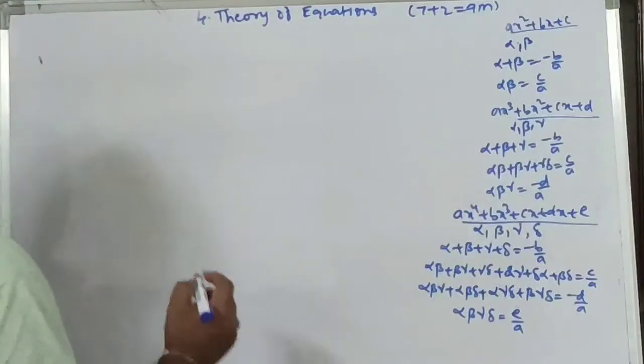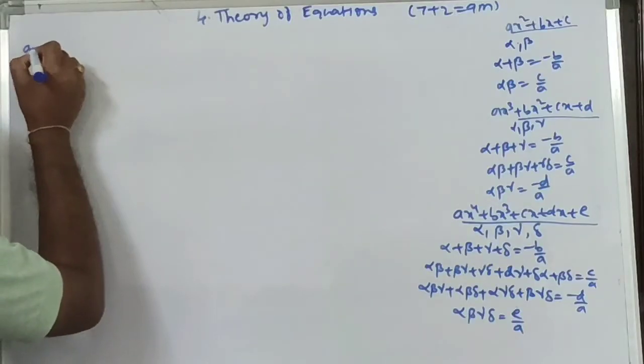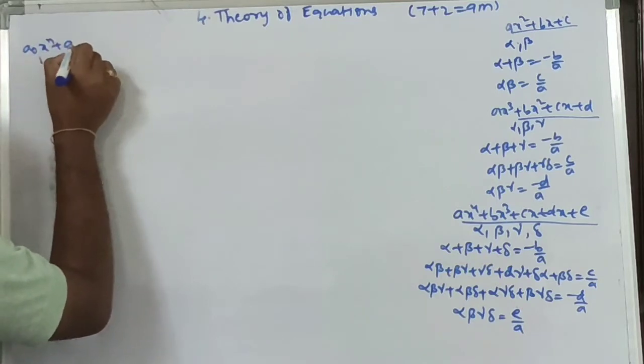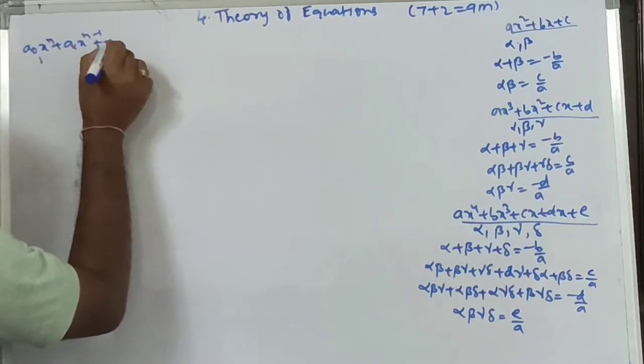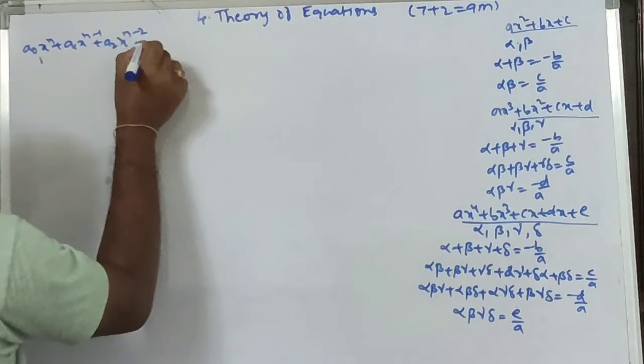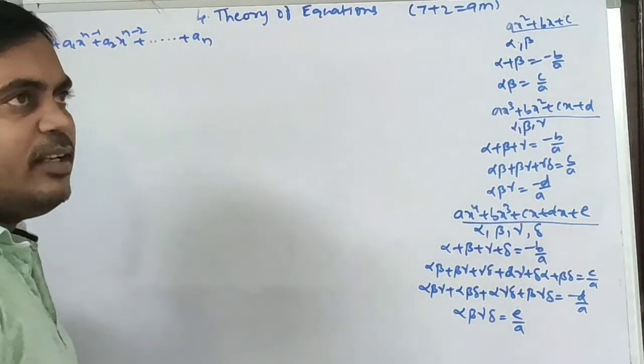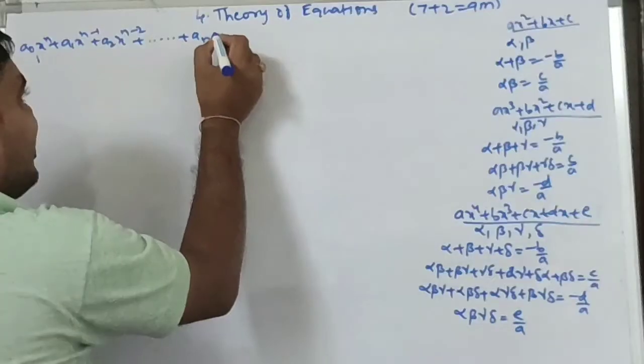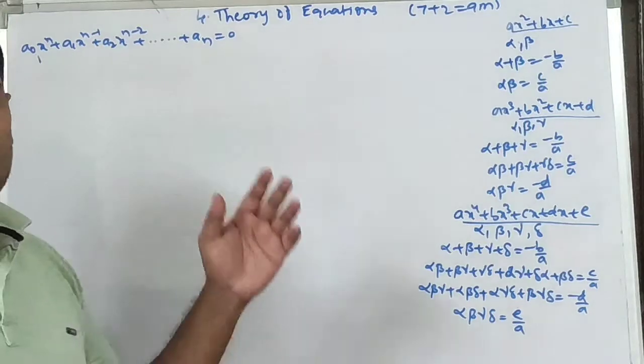So the general form of a polynomial is a0 x^n + a1 x^(n-1) + a2 x^(n-2) + and so on up to + an. This is the general polynomial, and here we are equating it to 0.